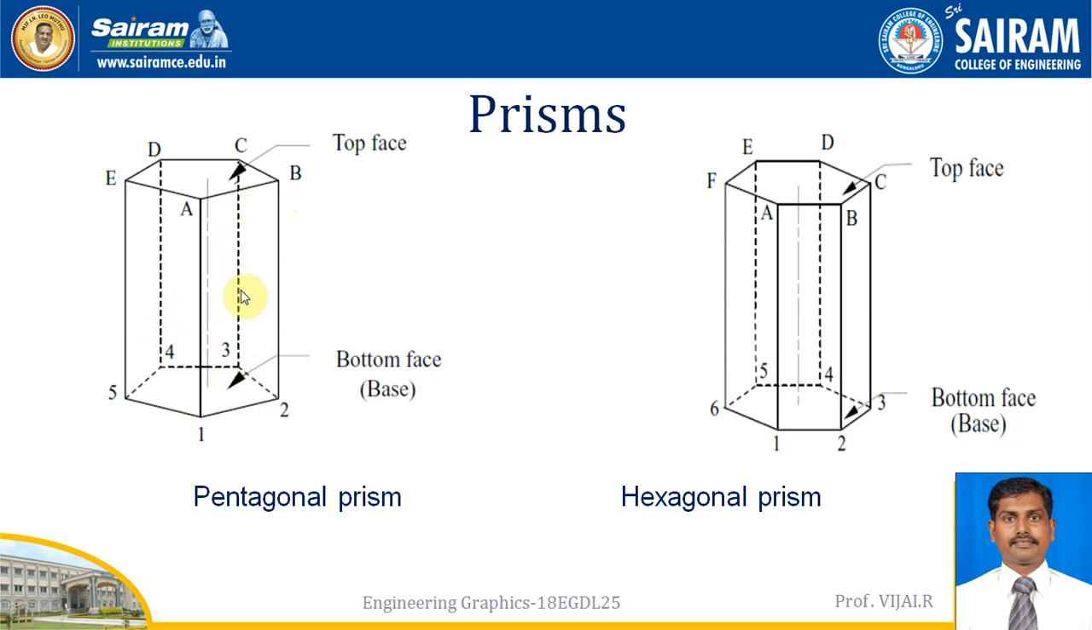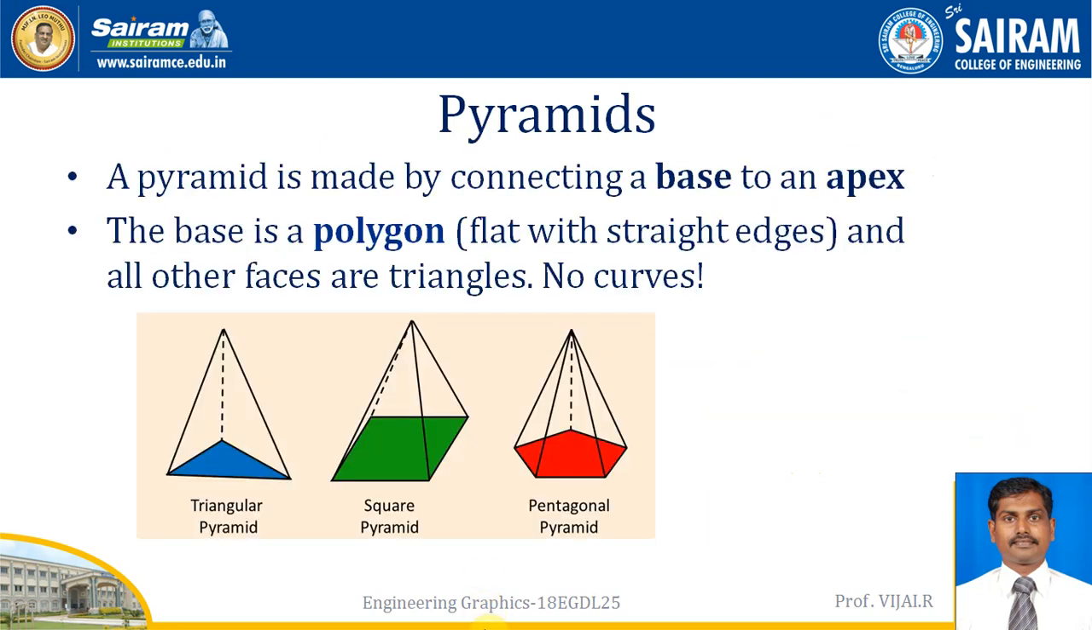These are called hidden lines, and they are used to know what is hidden behind at the back side. Here it is a hexagonal prism, as I said, with 6 edges and corners, 3 4 5 6. We name each corner 1 2 3 4 5 6 at the bottom and A B C D at the top. Right.